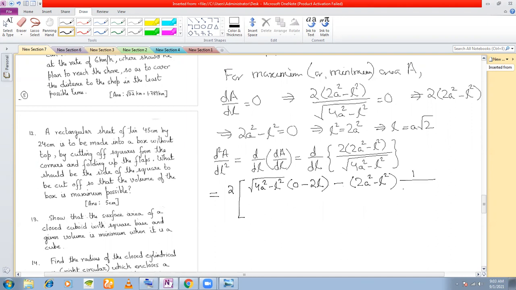So 1 by 2 root 4a square minus l square into the derivative of whatever is within the radical, which is 0 minus 2l. So you actually get minus 2l. Here also let's write minus 2l. 0 minus 2l means minus 2l. Okay, and the whole divided by the square of the denominator.